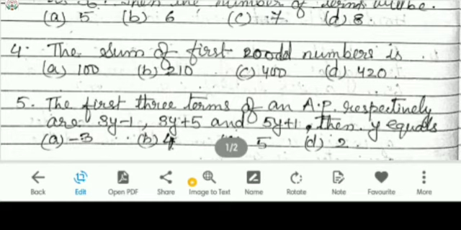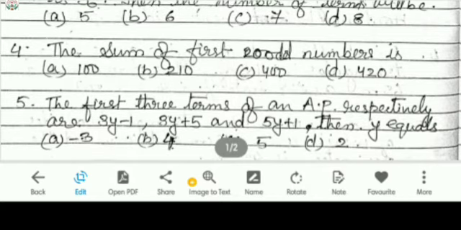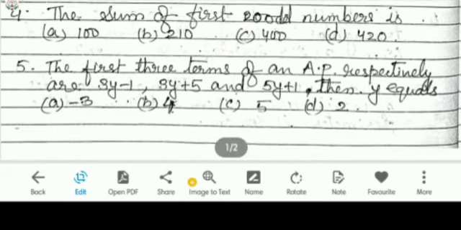Then can you find S20? S20 will equal 20 upon 2 within bracket 2a plus within bracket n minus 1 into d. A is how much? 1. So 2 into 1 plus n minus 1, where n is 20. So 20 minus 1 into d, which is 2. Okay, 20 minus 1 means 19. 19 into 2 will be 38. 38 plus 2 into 1, which is 2. So 38 plus 2 will be 40. So 40 into 10 will be the answer. You check what the answer will be on solving.